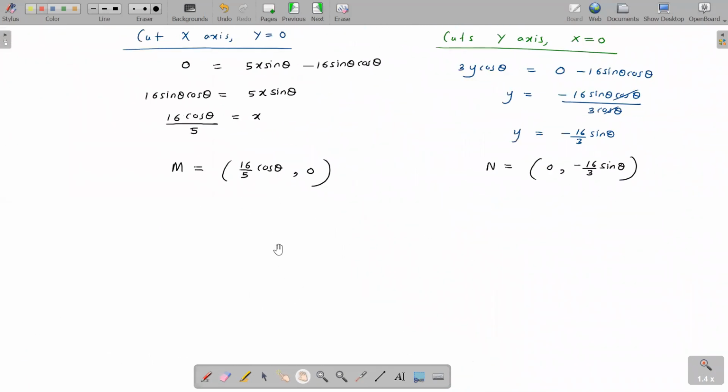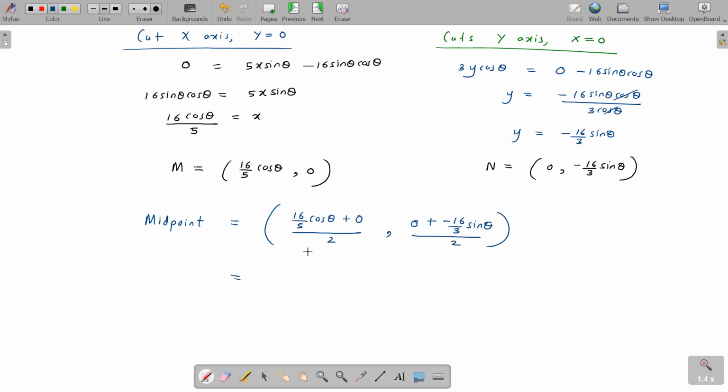The midpoint of MN. How do I find the midpoint? To find the midpoint, all we need to do is add the two x coordinates, divide by 2, and add the two y coordinates, divide by 2. So let's add 16 over 5 cos theta with 0, divide by 2. This is the midpoint x coordinate. The other one, the y coordinate, 0 and minus 16 over 3 sin theta, add and divide by 2. Do you agree with me?